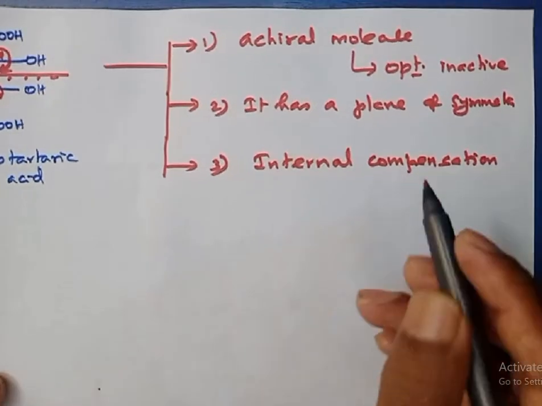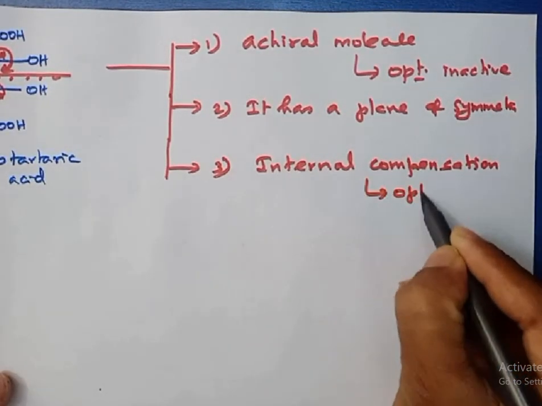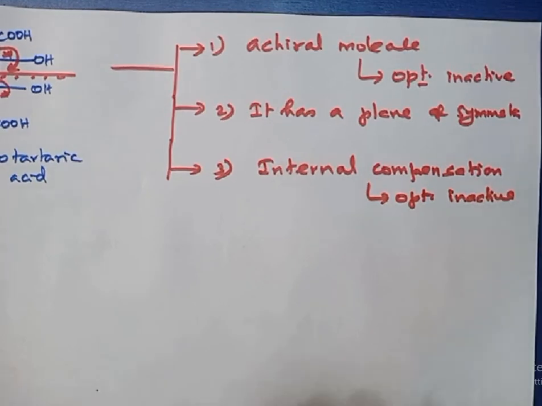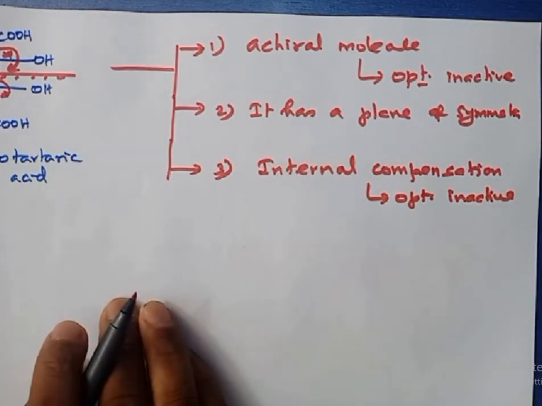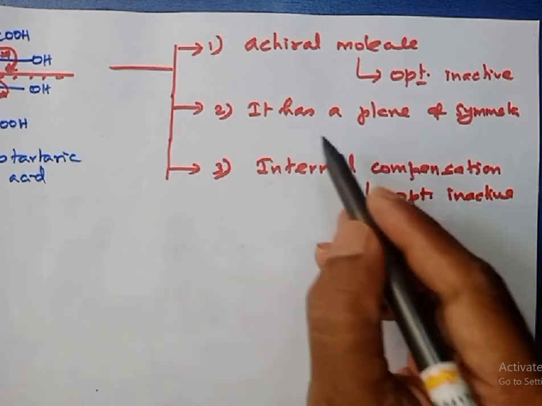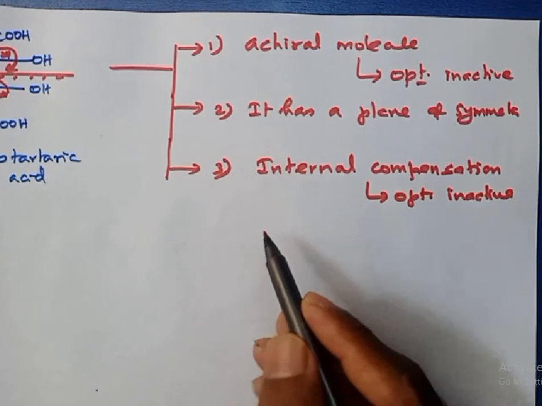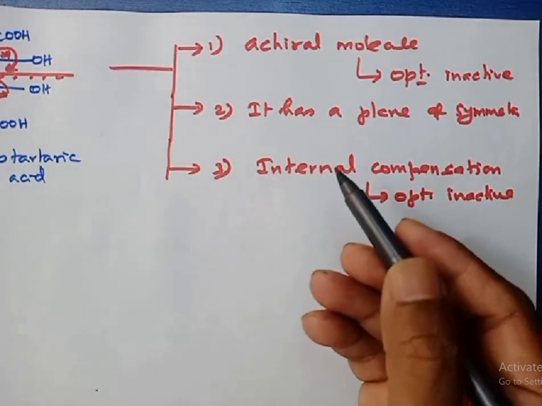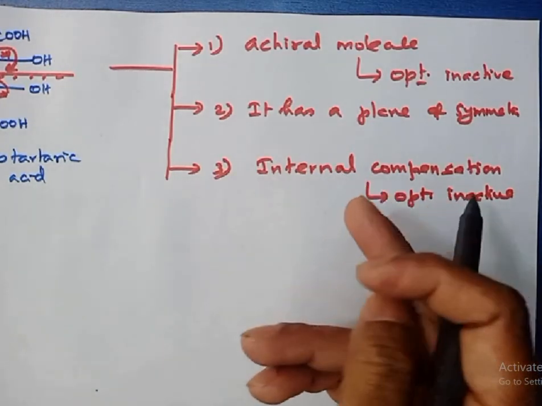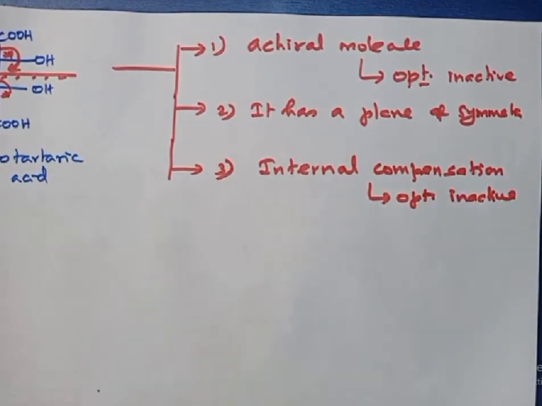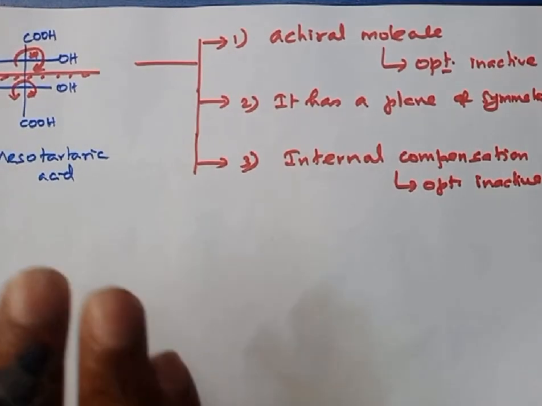You can say it the other way also. Some people may ask, so why is mesotartaric acid optically inactive? You can say, yes, it has a plane of symmetry, therefore it is an achiral molecule. Or you can say the other way, yes, the molecule has two chiral carbons, but due to internal compensation, the molecule is optically inactive. You can say it in this way also. So this is regarding mesotartaric acid.